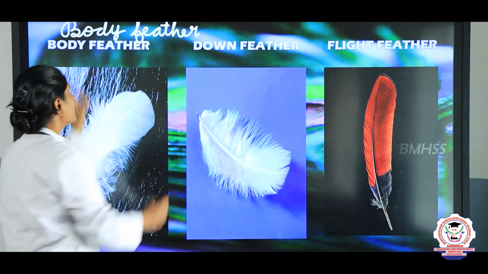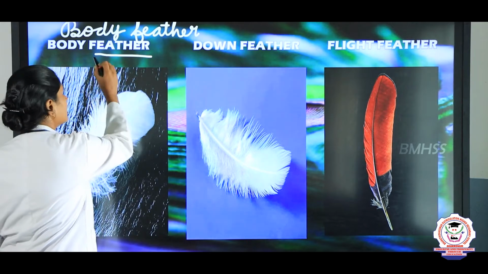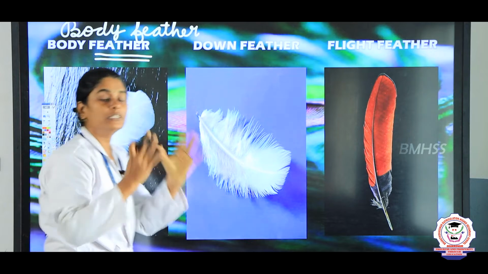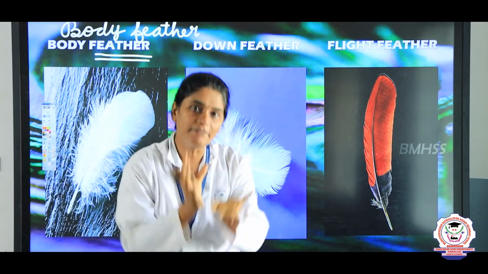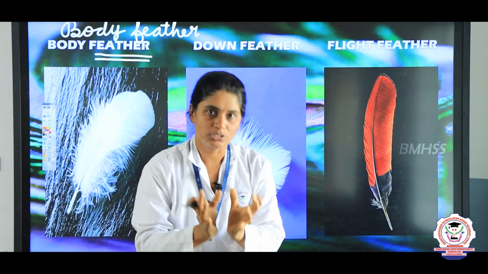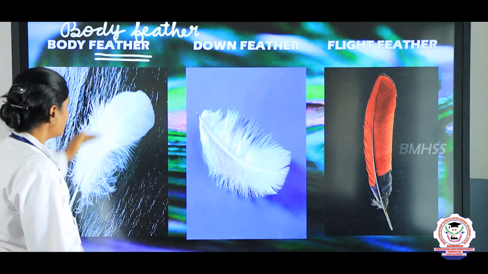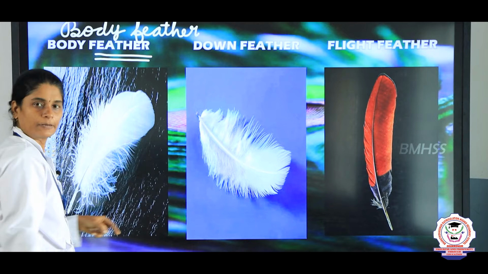The first one is body feather. Why is it called body feathers? The feathers that cover the whole body of the birds. The bird's body is covered with feathers, right? When the feathers cover the body, those feathers are called body feathers. You can see the body feather, right? It will be a little bit thick, and you can see this is the body feather.